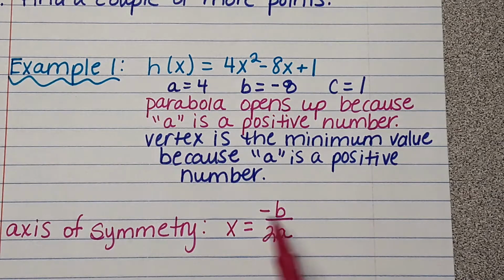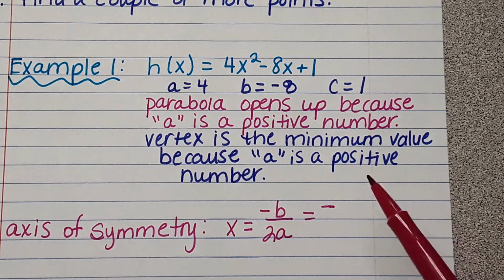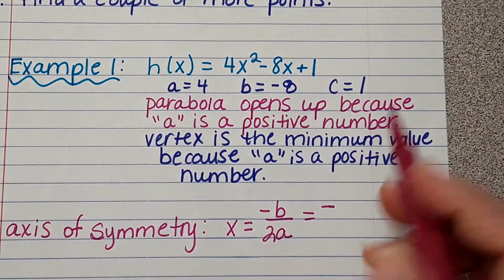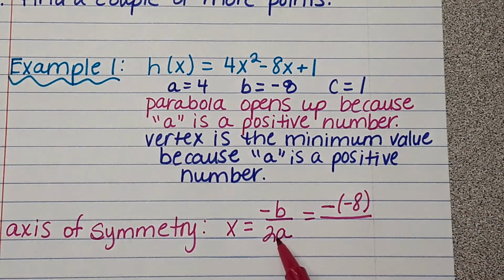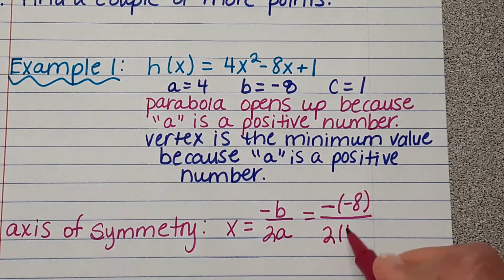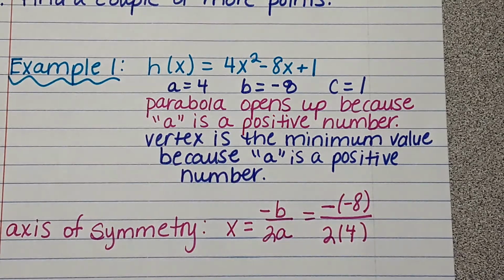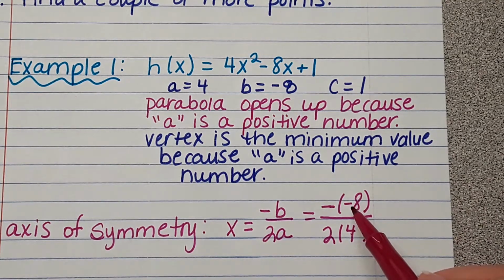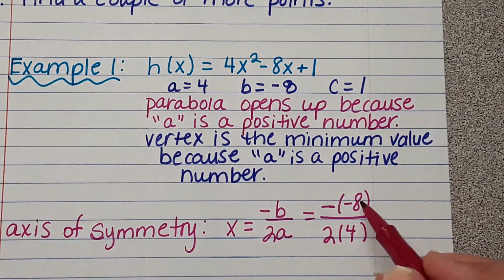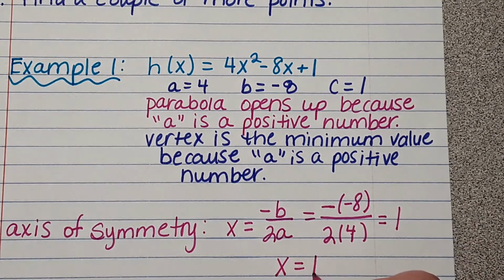So I'm going to write this negative sign. And then what is b? What did we define b as? -8. So I'm going to put -8 in parentheses. This means 2 times a. So it's going to be 2 times 4 because 4 is a. And I got that 4 from here. And now the opposite of -8 is 8. 8 divided by 2 times 4, well, 2 times 4 is 8. So 8 divided by 8 is 1. So my axis of symmetry equals 1.